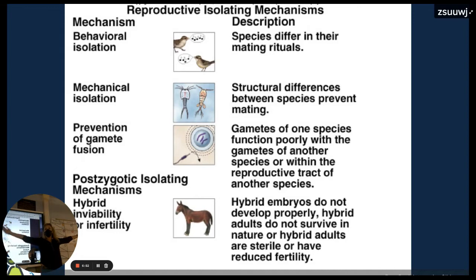So keep in mind, we're working from farthest out to the end, right? And you don't want to waste your sperm, egg, or your dances for somebody who's not going to increase your fitness. So the earlier the interruption, the better. When you get down to post-zygotic, that's a complete waste, right? Because you've given time, energy, nutrients in order for that young to develop.